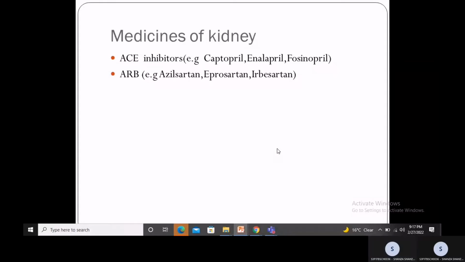An ACE inhibitor is also used for the treatment of the heart because our heart and our kidney are related to each other. In the next slide, ARBs.